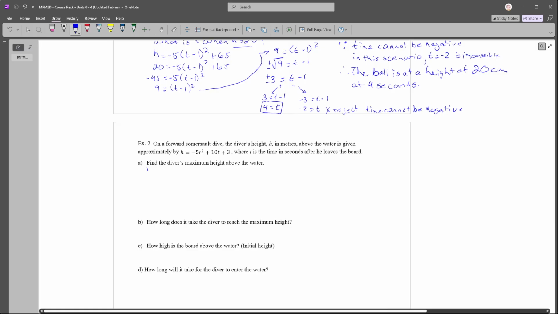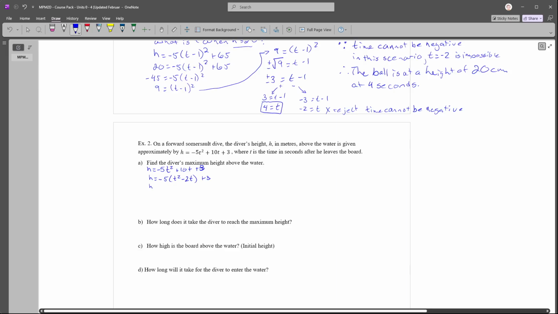So we have h is equal to -5 t squared plus 10t plus 3. And we got to factor out the entire a term. We're going to factor out the entire a term, -5. That means this becomes t squared, and this becomes -2t. And we still have our plus 3 on the outside.